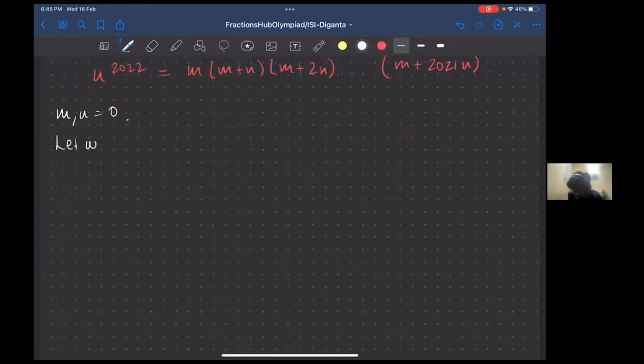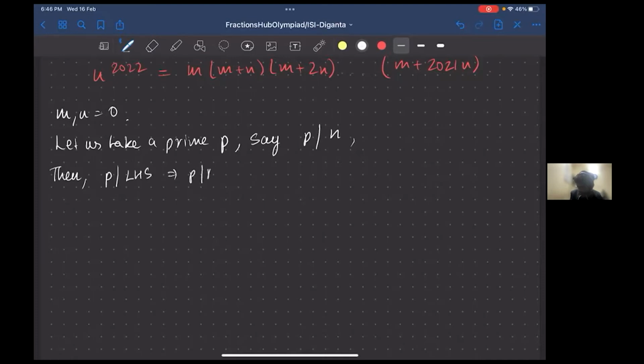Let us take a prime P. Say P divides N. Then P divides the LHS, implying P divides the RHS, implying P divides some number of the form m plus Kn, where K is less than this, obviously, right? Okay, so P divides N, so P divides Kn also. So this implies P divides M.